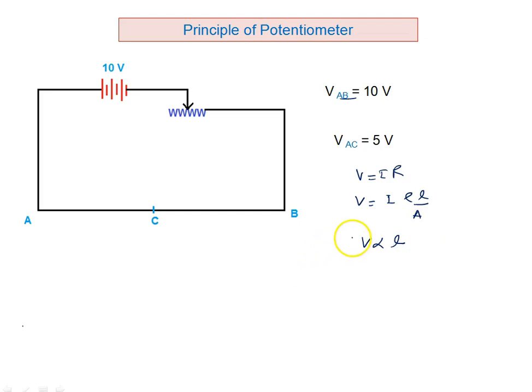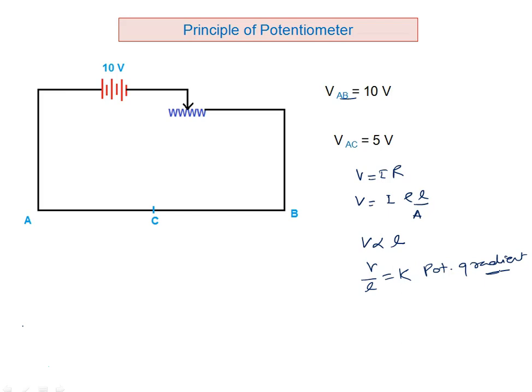If a constant current is allowed to flow through a wire of uniform area of cross section, then the potential drop is directly proportional to the length of the wire, and this V by L is constant, that is known as K. It is known as the potential gradient.